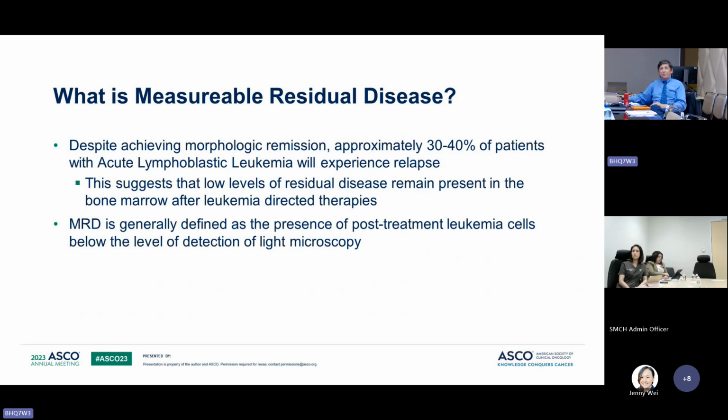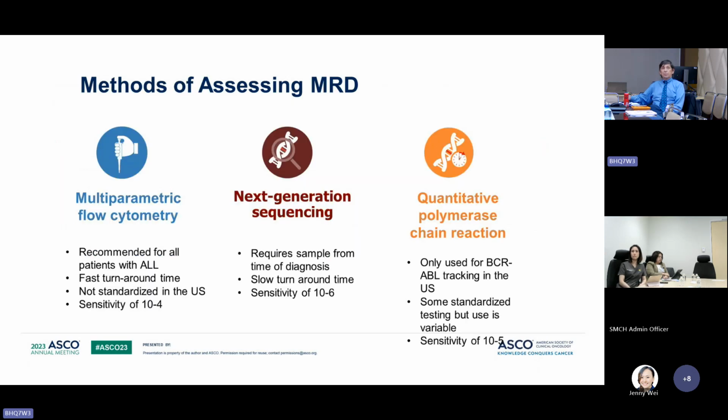go even deeper. We're going to use the model of acute lymphoblastic leukemia. When we see patients who have a morphologic remission after treatment, we know that only 60 to 70% of people are cured. So the vast majority are going to relapse, but I can't see it. There must be disease left behind. So we're going to look for ways to deepen the response and identify residual disease so that we could decide to intervene. Specifically, we're looking for disease burdens below the level of detection of light microscopy.